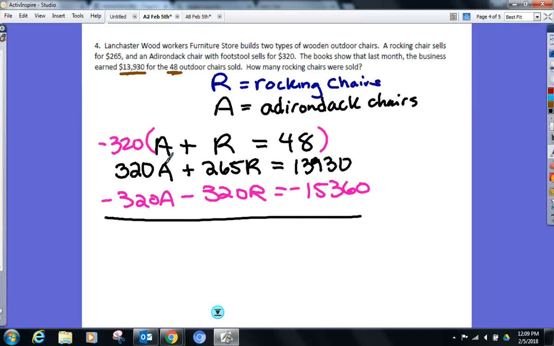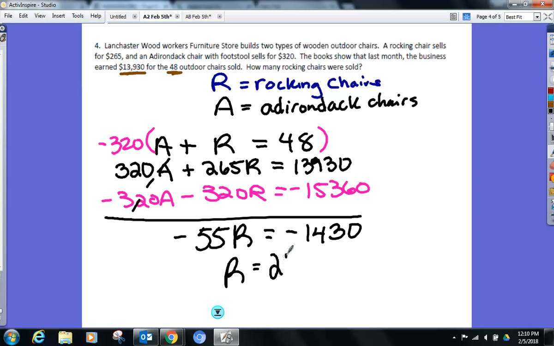So the A's are canceled. I should be left with what? Negative 55 R. And then over here, negative 1,430. We're praying that that divides evenly, right? Because we can't have a partial rocking chair sold. Can't have just the legs or the arms sold. Maybe just the footstool, yeah. How many rockers do we sell? 26 rockers, yep.